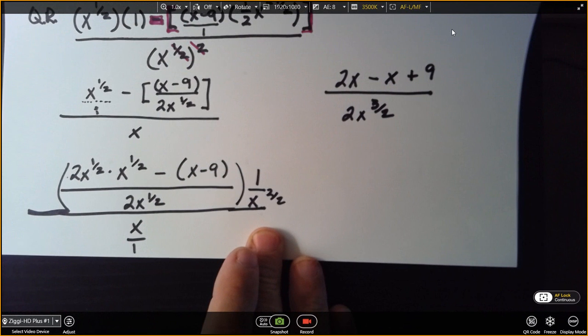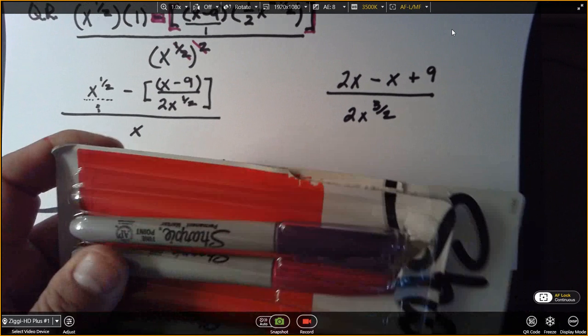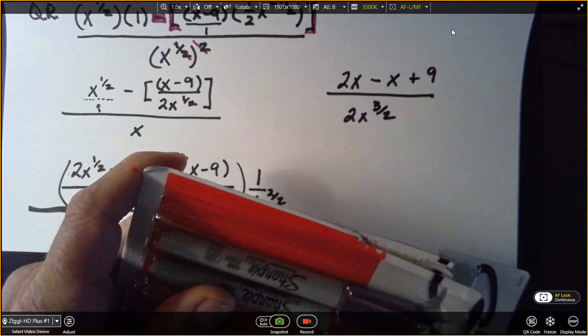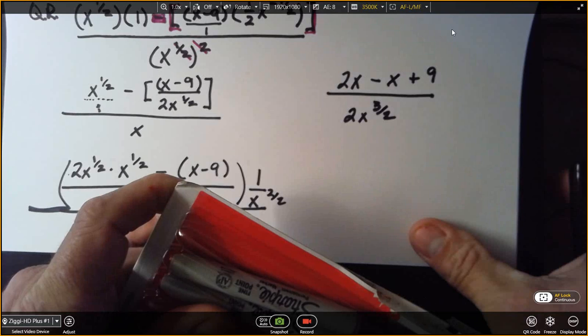I'm looking for a marker. These markers, they get dull real quick. So I'm going to get a marker right quick. I try to get a black one. Sorry, holding up the paper.